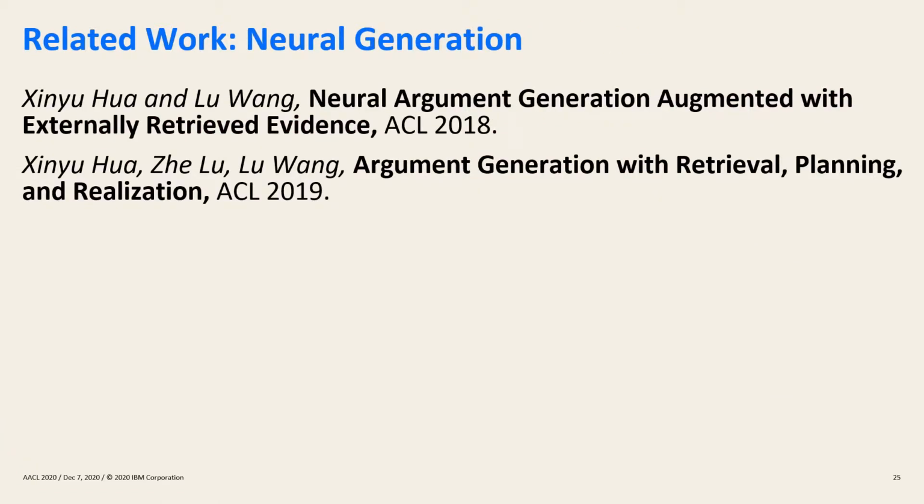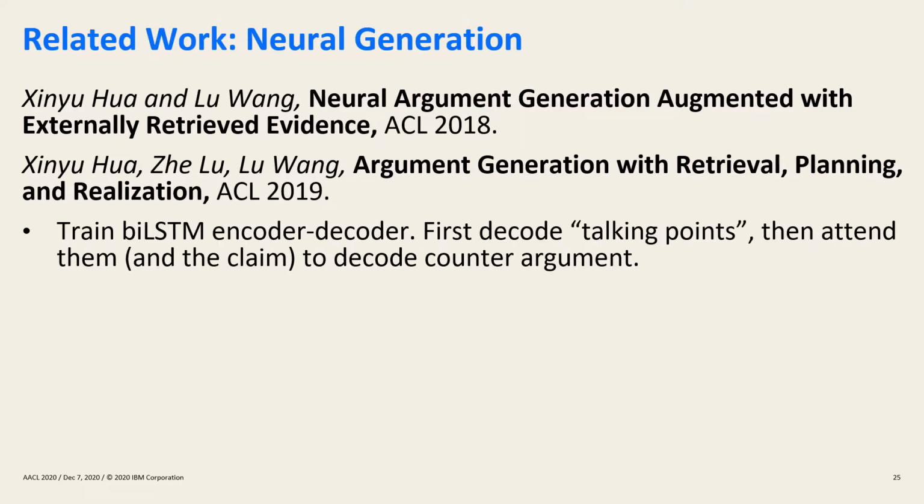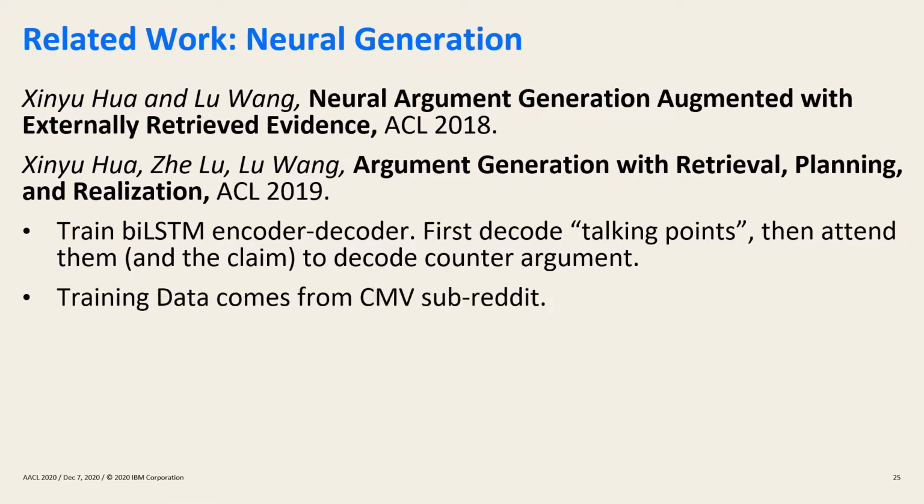And I mentioned at the end of the slide culminating our work that it might be interesting to generate rebuttal arguments de novo. So there are a couple of works exploring this possibility from Xinyu Hua and Lu Wang. What they do is they train a BiLSTM encoder-decoder in a two-step manner. First, they decode talking points. So this is similar to aspects maybe. And then they attend to them and the actual claim to decode a counter-argument.